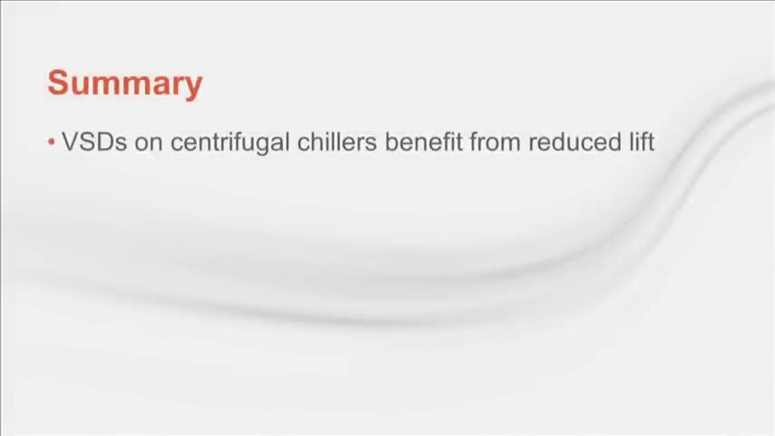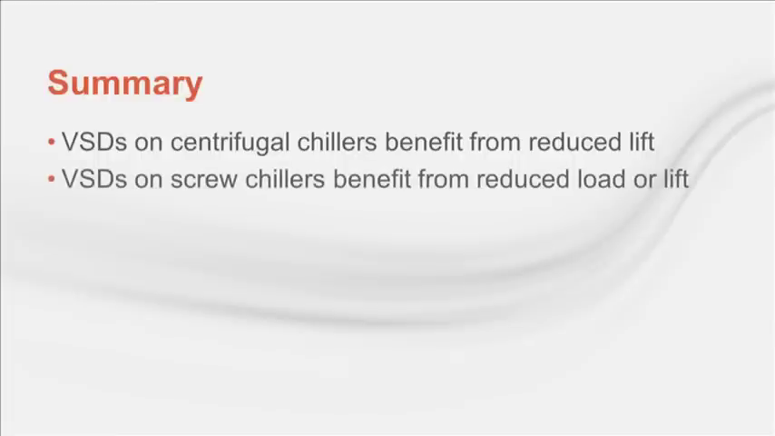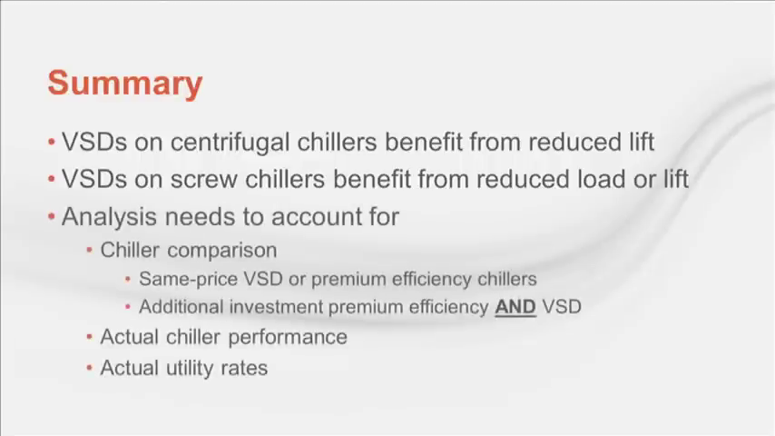To accrue significant energy savings from a centrifugal chiller with a variable speed drive, the lift must be reduced. This is usually accomplished by coordinating cooling tower control with chiller control. On a screw chiller with a drive, if either the load or the lift is reduced, significant energy savings can be realized. When performing analyses, always compare options. First, a chiller with a variable speed drive and a same price premium efficiency chiller. Then look at the performance of investing in more heat transfer exchange surface and a variable speed drive. Make sure the chiller performance is modeled correctly and use the actual utility rates, including any demand charges.